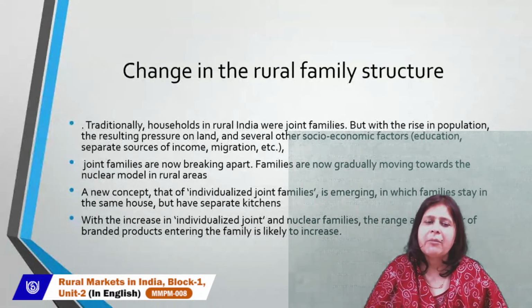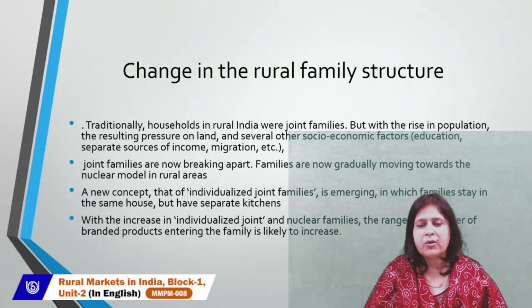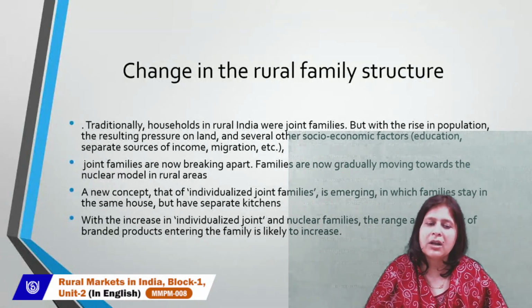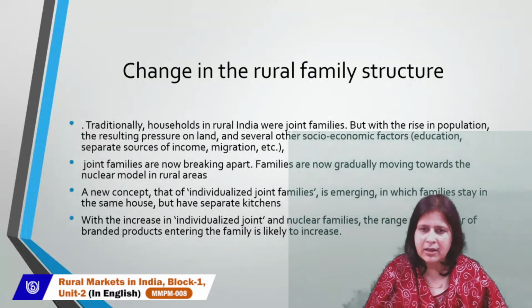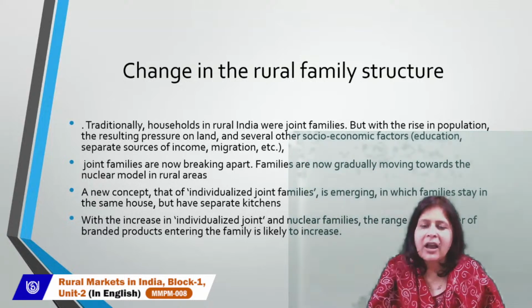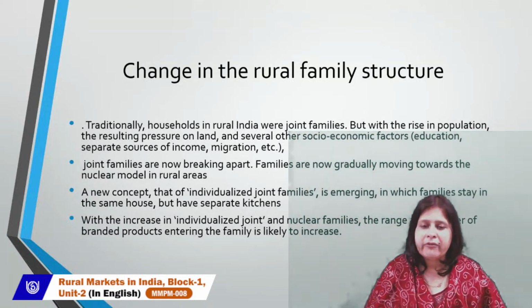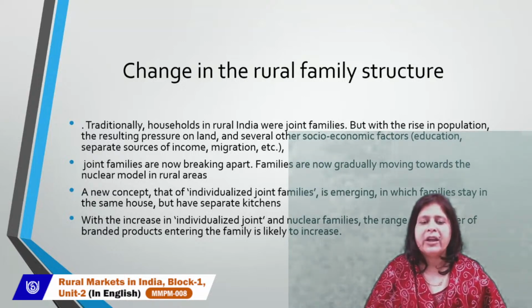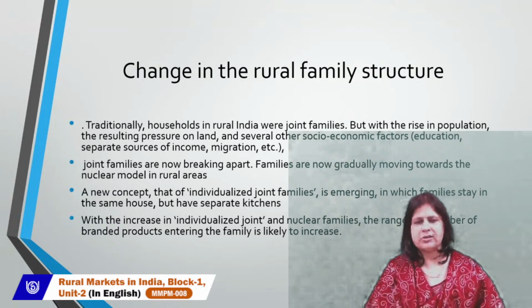The joint families are now breaking apart, and the families are gradually moving towards a nuclear model in rural areas, right? So now joint families are breaking apart, and nuclear families are gradually emerging in rural areas. The concept of the individualized joint family is emerging, in which the families stay in the same house but have separate kitchens, right?